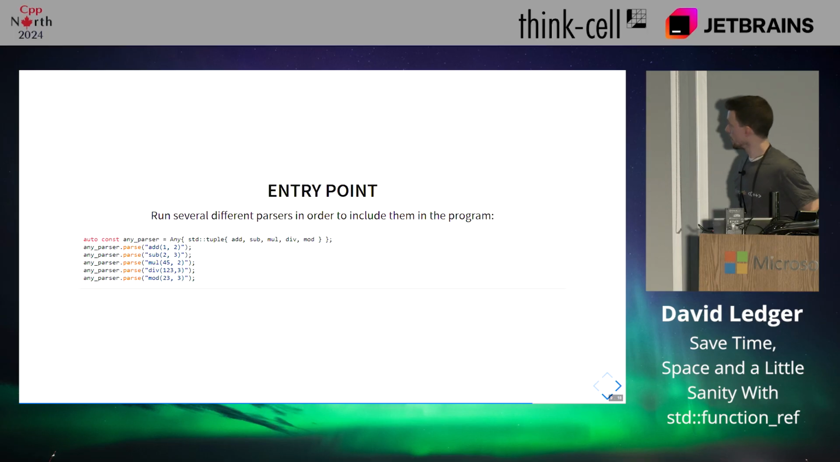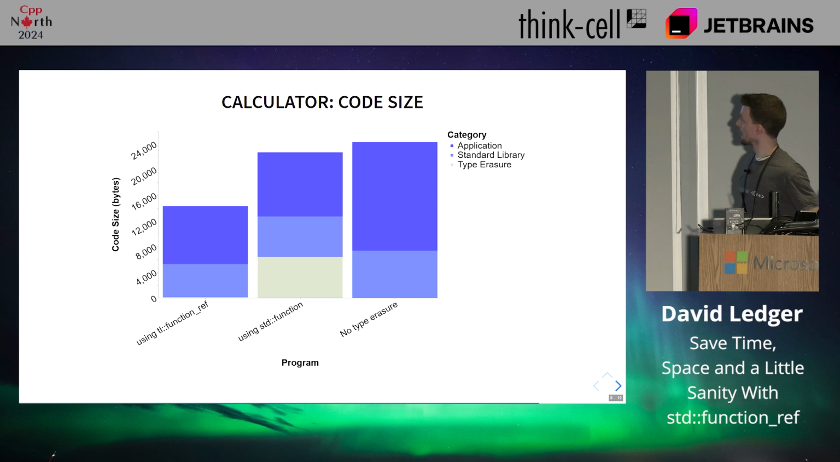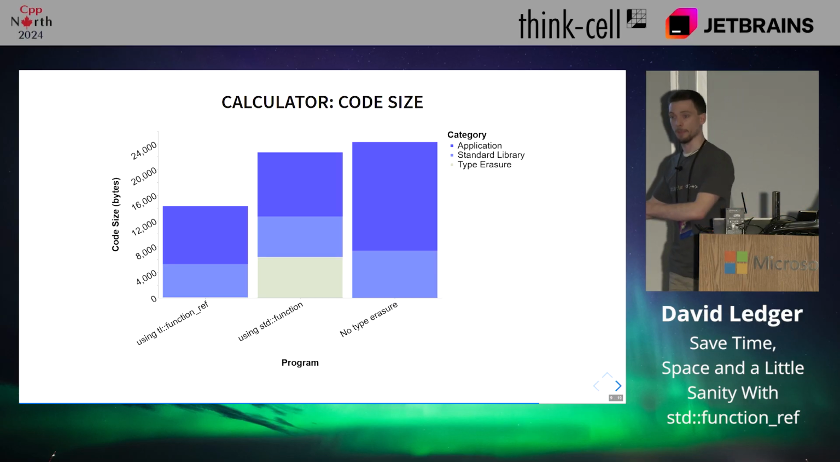We've got to actually use it before we do anything else. So that's what it does. But this is what it results in. So if you were to use standard function ref, you can see that the code size is significantly reduced. Note, without type erasure, we're stamping out definitions for each of our different functions. We've passed in lambdas to all of our callable parsers, so each of those callable parsers and their methods are stamped out.